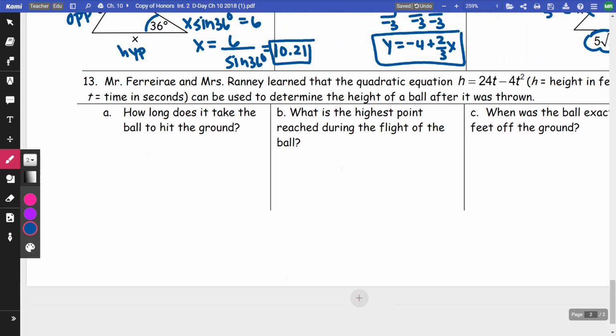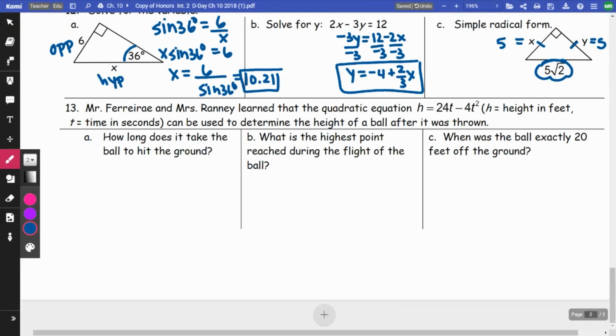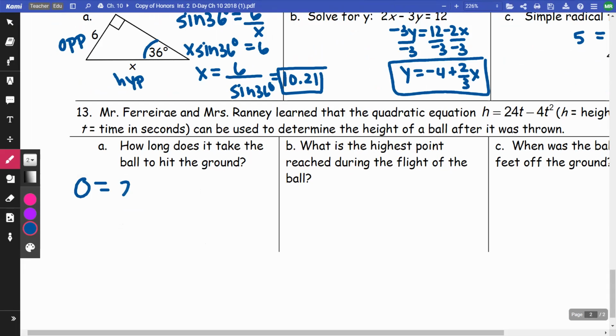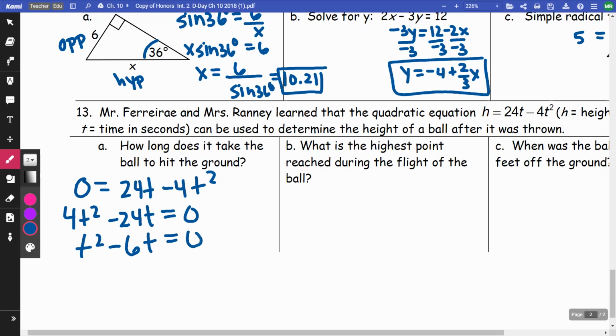On number 13, we have a situation where we are trying to use this formula to determine the height of a ball after it was thrown. And so it says, how long does it take the ball to hit the ground? So I'm going to put 0 in for h. So I'm going to have 0 is equal to 24t minus 4t squared. I'm going to bring the 4t squared minus 24t to the left. I'm going to divide by 4. And then I'm going to factor this. I get t times t minus 6 equals 0. So I get t equals 0 and I get t equals 6.